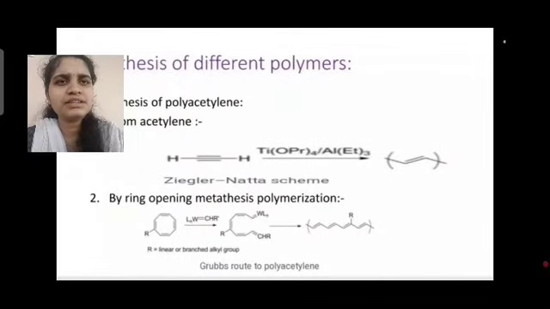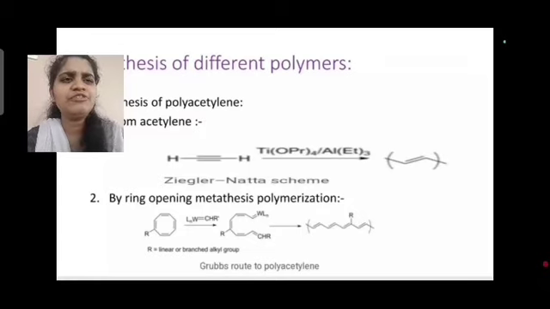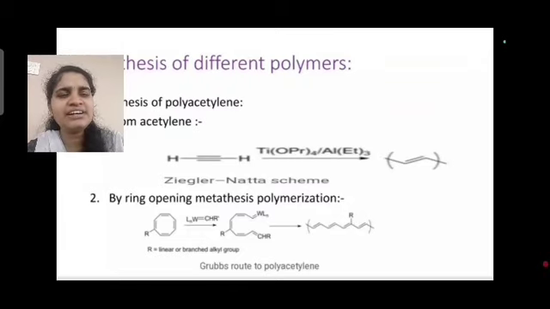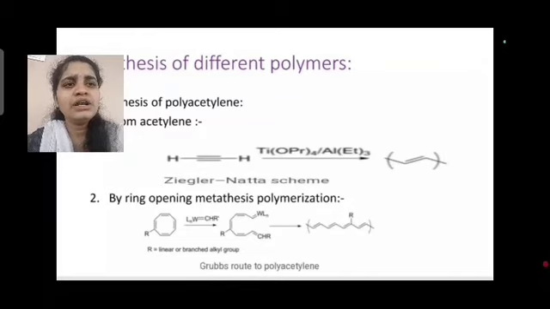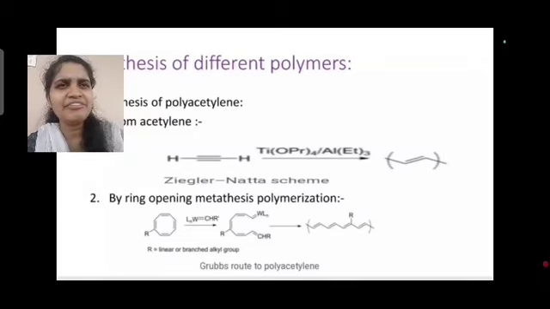Okay, next, synthesis of different polymers. First one is synthesis of polyacetylene from acetylene. This method uses a Ziegler-Natta catalyst. The reactant here is acetylene. Now I am explaining the reaction. This produces polyacetylene, a conjugated polymer. The key point is this is one of the classical and widely used industrial methods.